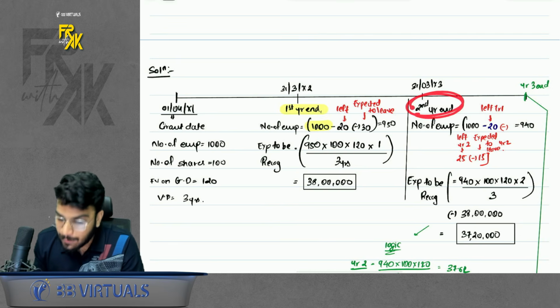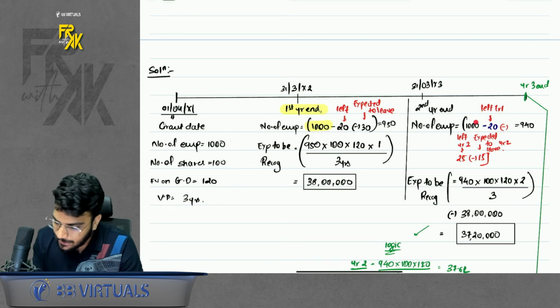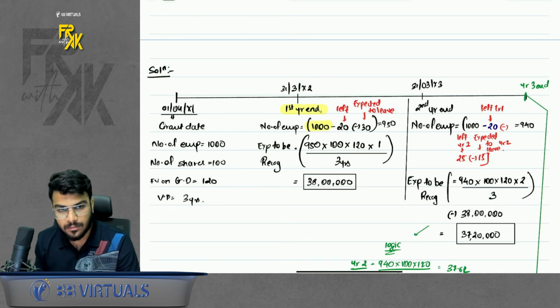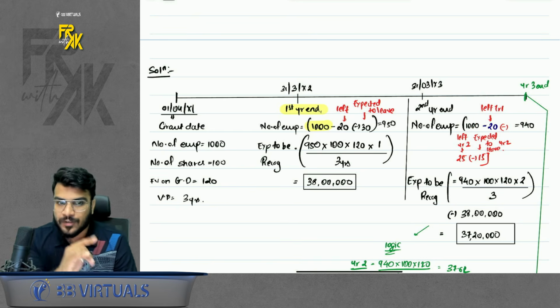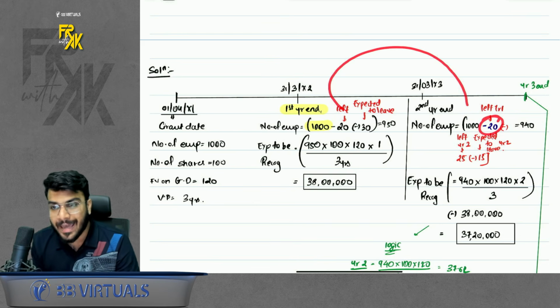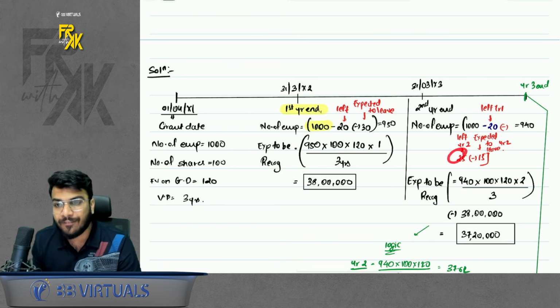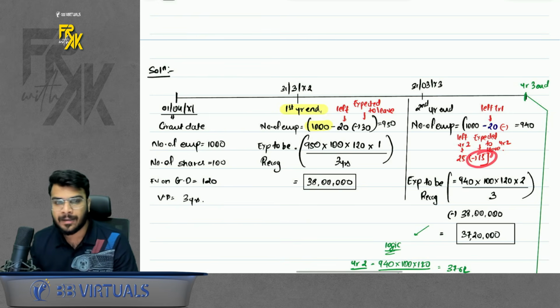Similarly, when you come to the second year, you will take what actually left in year 1. Don't take the expectation of year 1 in year 2. You will take only the actual of year 1. You will take the actual left of year 2 and you will again take the expected of year 2.